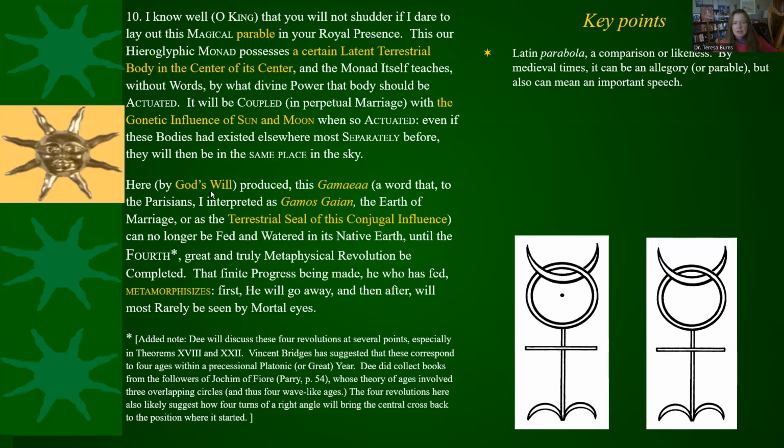So that is will, nutu, from that same word that I talked about before, nod. So God's will literally in Latin here is God nods. God nods and makes what? The Shemhamphorasch, the cosmos, everything else. And then produces this gamaya, a word that to the Parisians I interpreted as gamos gaia and the earth of marriage, or the terrestrial seal of this conjugal influence. I have another whole video on gamaya below, but it's a magical seal. It's a word that is a transliteration of the Hebrew word for talisman.